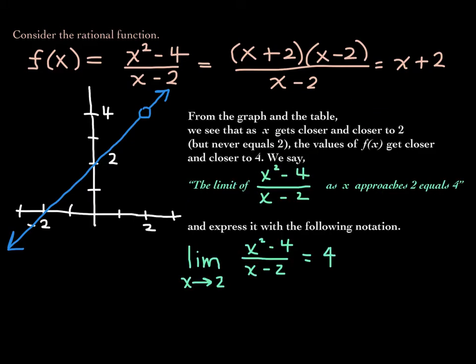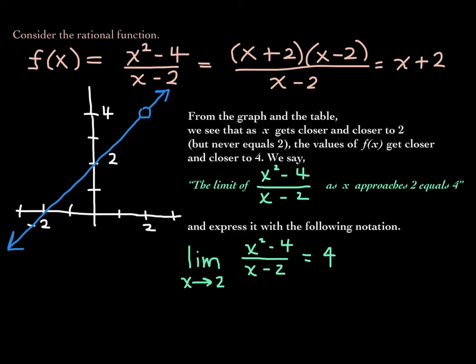So we can see from both the graph here that it's still on the screen and from the table that we just looked at, that as x values get closer and closer to 2, and notice that x values never actually equal 2 because the function's undefined at 2, the values of f of x get closer and closer to 4. So what we say is the limit of x squared minus 4 over x minus 2 as x approaches 2 equals 4.